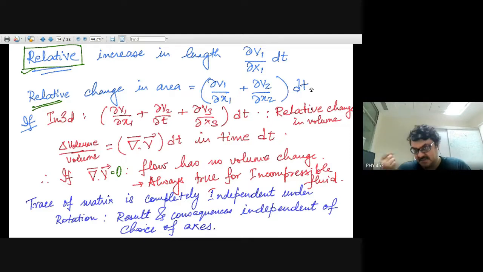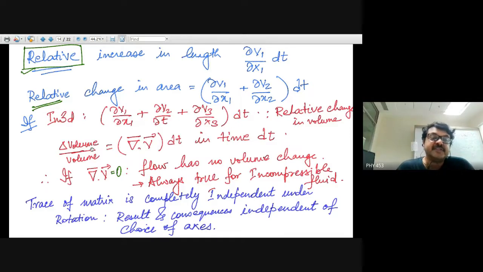You can just calculate the new area, subtract out the old area, and divide by dA, right? In 3D, you will have such a term, del v1 del x1, del v2 del x2, and del v3 del x3 into dt. So if this was the area, this would be the volume in 3 dimensions, and that is equal to the relative change in volume.